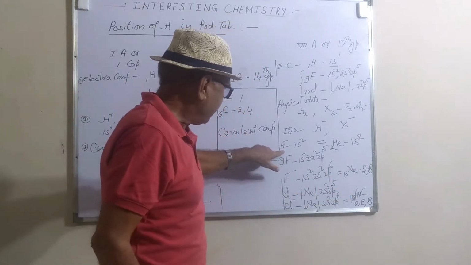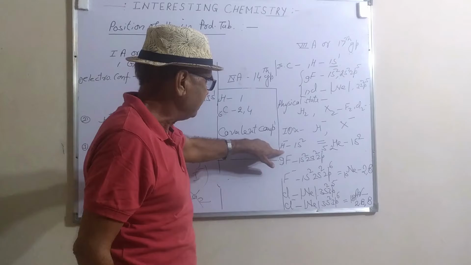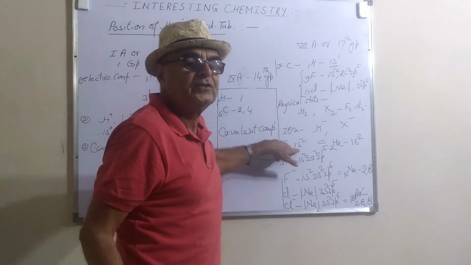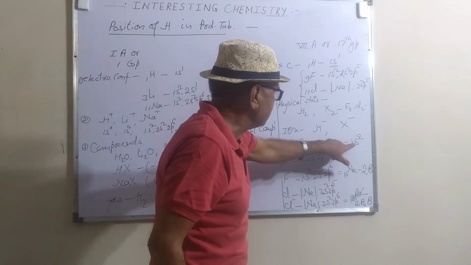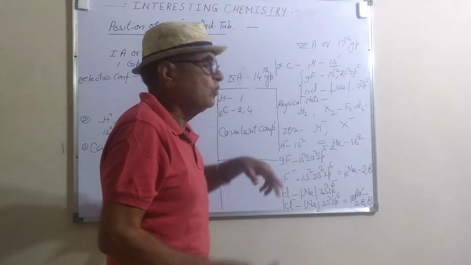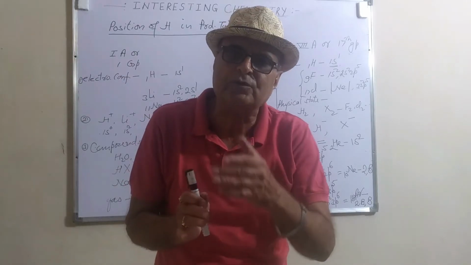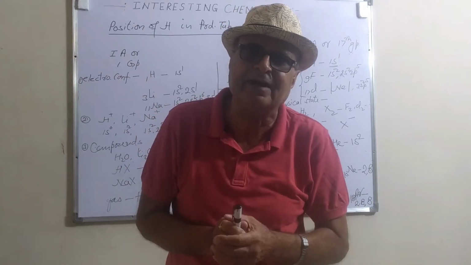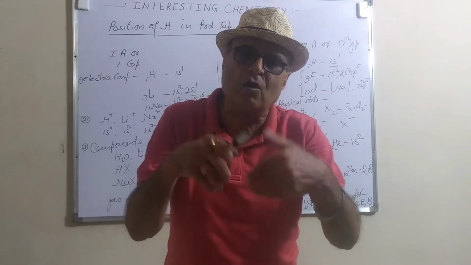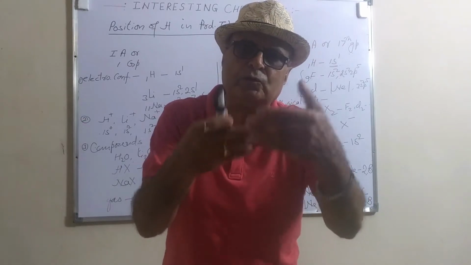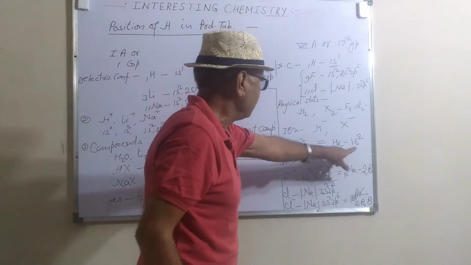Now here are two electrons, so the configuration of H negative is 1s2. That is very similar to helium, 2He, 1s2. So hydrogen, after acquiring one electron, forms the H negative ion. The electronic configuration of H negative is equal to that of the nearest inert gas, helium, 1s2.